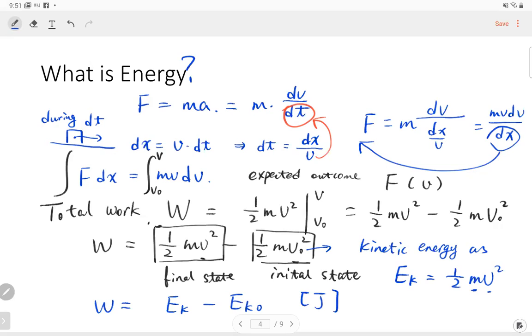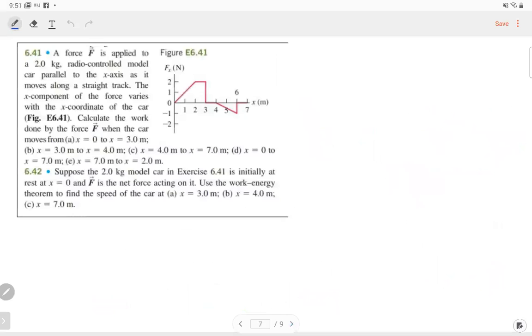Okay, then let's do a problem to help you understand how this equation works. Here, there is a force as a function of displacement. There's a model car, the mass is 2 kilograms, and the moving direction is parallel to the force. We're going to calculate the work done by this force from x equal to 0 to 3, x equal to 3 to 4, and x equal to 4 to 7.